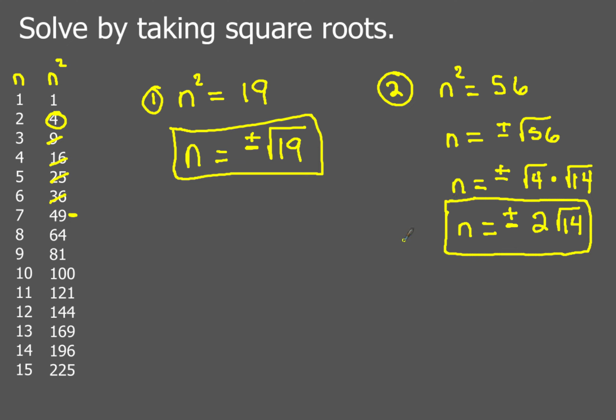Now, what you have to also recognize with these is that plus or minus means that there are 2 answers. Like in the first one, one answer is the positive square root of 19, and the other answer is the negative square root of 19. And of course, you could write that in either order. It doesn't really matter. So when you are taking square roots, just don't forget that plus or minus, and you have to recognize that plus or minus means you're going to have 2 answers.